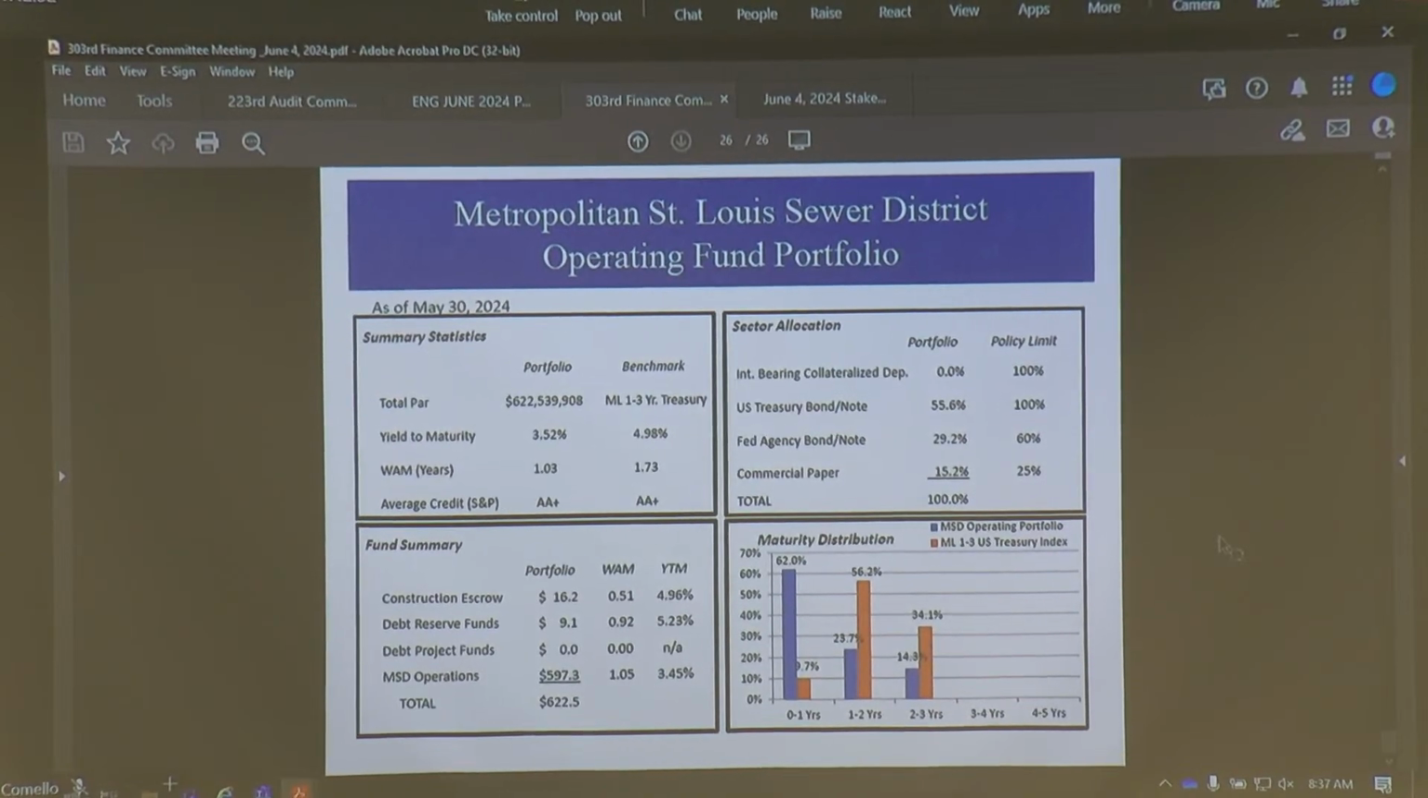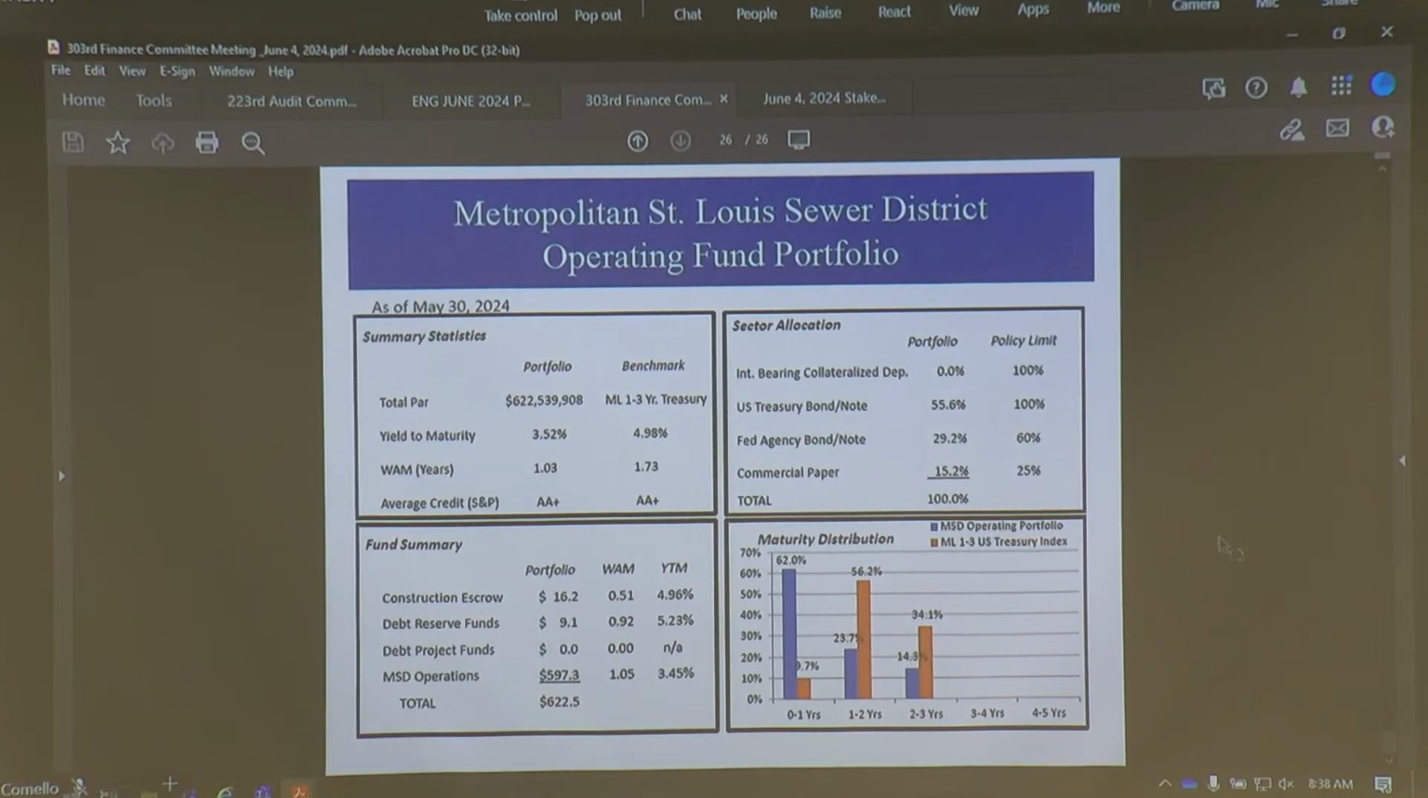Down in the fund summary in the bottom left, all of that 55 million came pretty much out of the operations. So that one is down a little over 50 million. And then maturity distribution, this is just our comparison of our portfolio to the benchmark, because there are different maturities in each portfolio. Not big changes on our side. The portfolio moved a little bit shorter, so maybe about 3 points moved from the 1 to 2 year to the 0 to 1. But that one tends to fluctuate more than ours does.